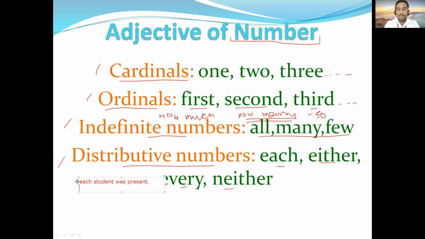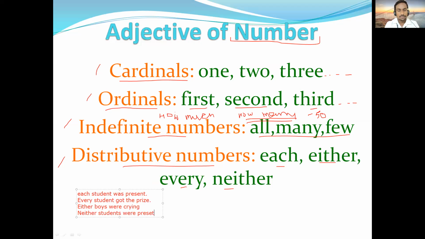Okay, and again, you can see every student got the prize. Either boys were crying, so I'm just giving examples. Neither students were present. Okay, so just try to understand either and neither, we are using here as an adjective.